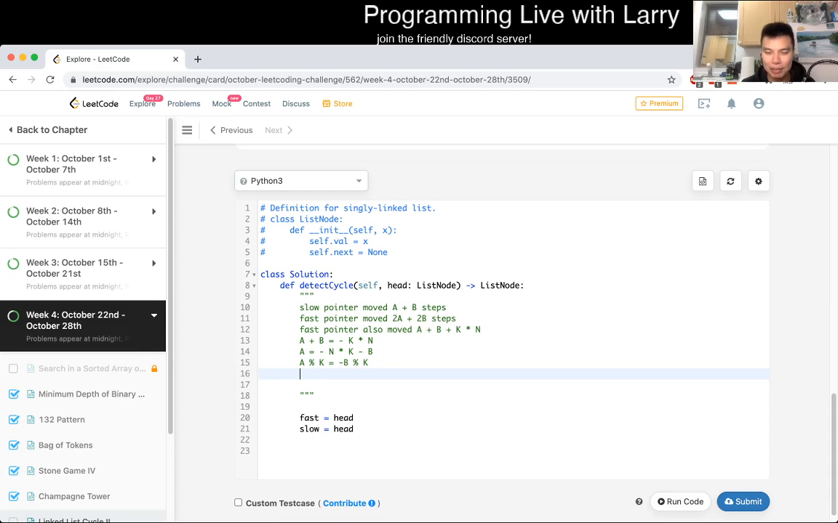Yeah, that means that if we move B steps, then we will catch up. And we can move B steps by resetting A to 0 and then just moving A plus B steps on the slower one, right? And then when they meet, is that right? Did I say that really weird?